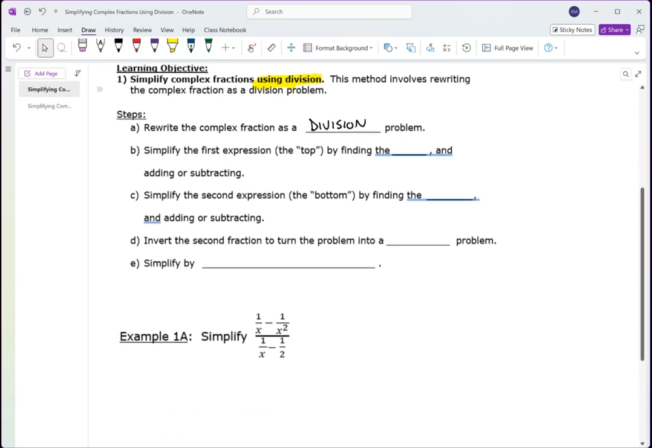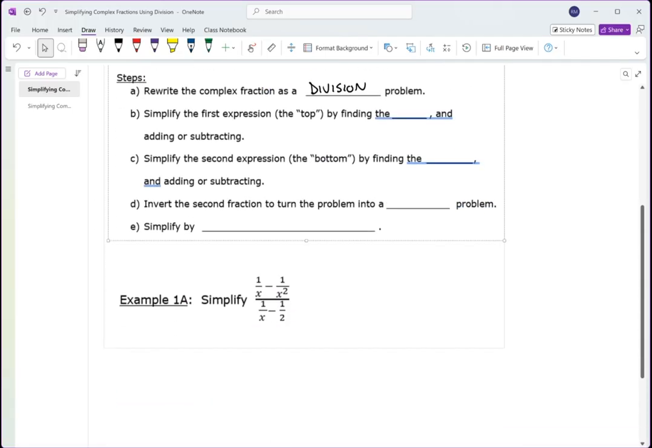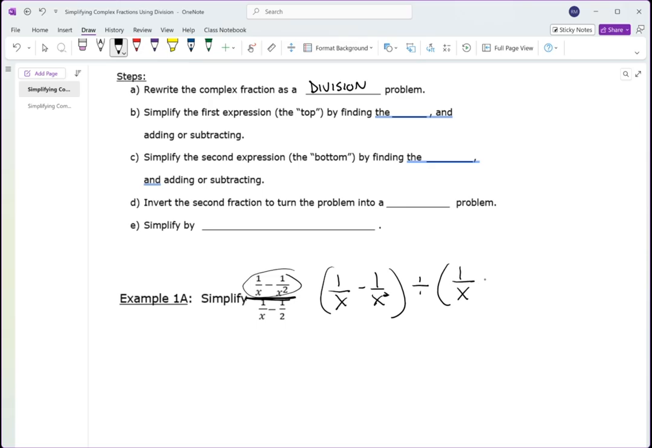So if we look at this very first example, what that's going to look like is we're going to take this numerator, so 1 over x minus 1 over x squared. And then we're going to say that because this symbol, when we have a fraction like 1/2, that's 1 divided by 2, we're just going to rewrite this as divided by the quantity 1 over x minus 1 over 2.